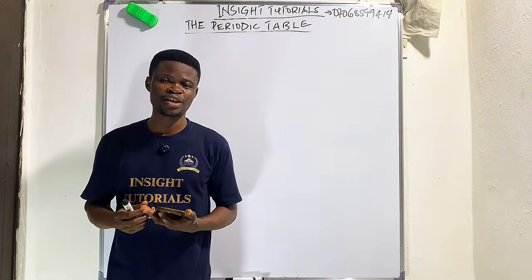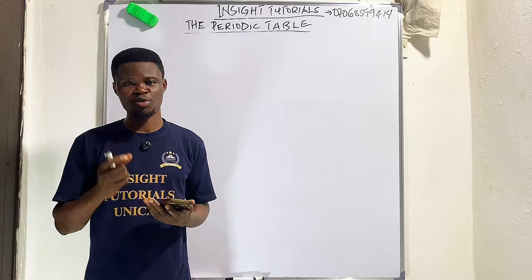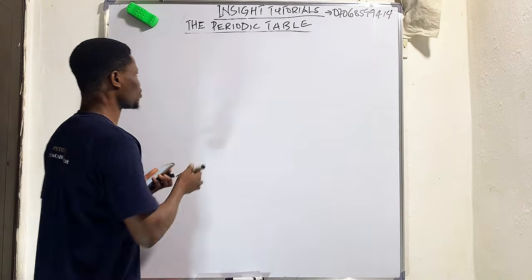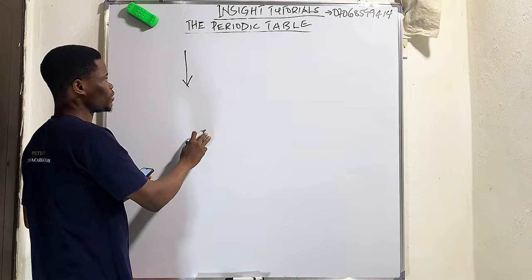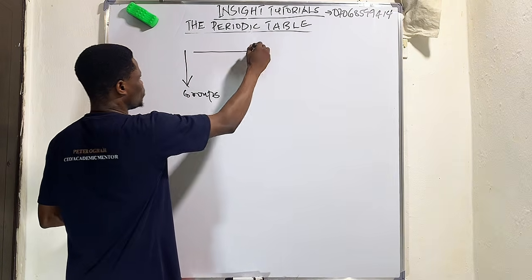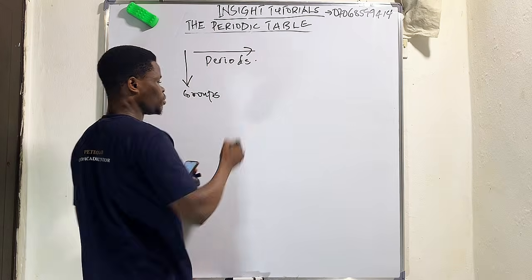Now, also in the periodic table, the vertical columns are referred to as groups, and the horizontal rows are referred to as periods. That's to say, if I'm coming down here, I'm dealing with the groups, and if I'm moving this way, I'm dealing with what? The periods.